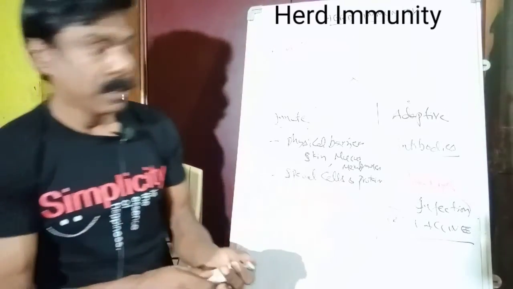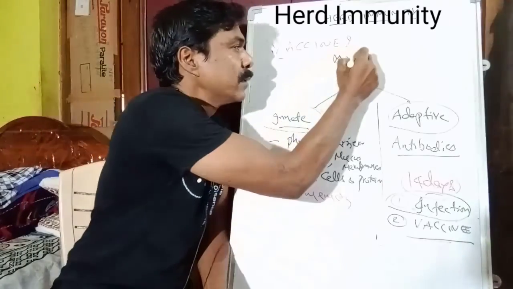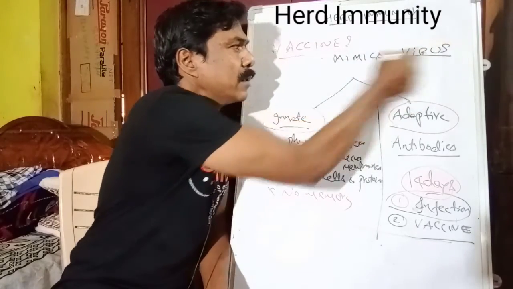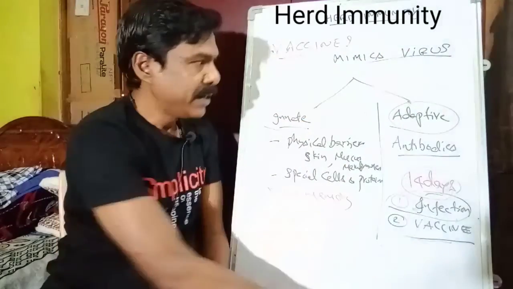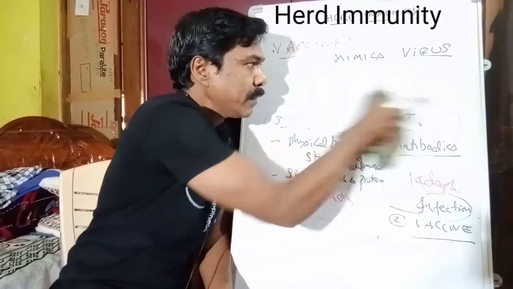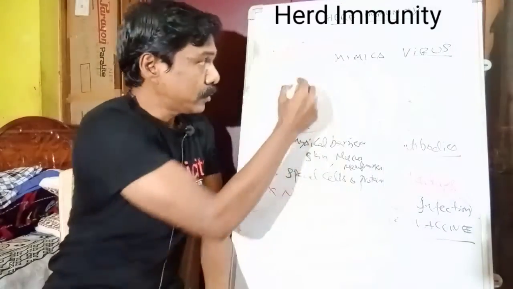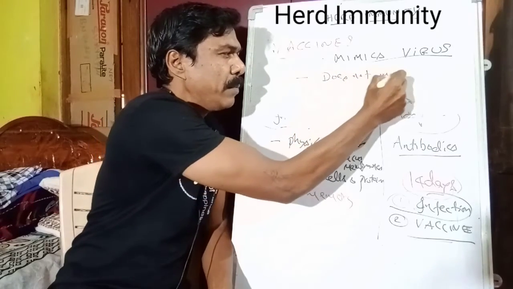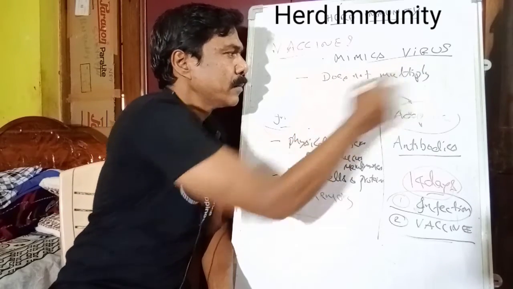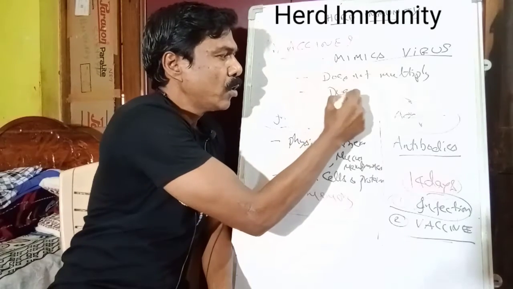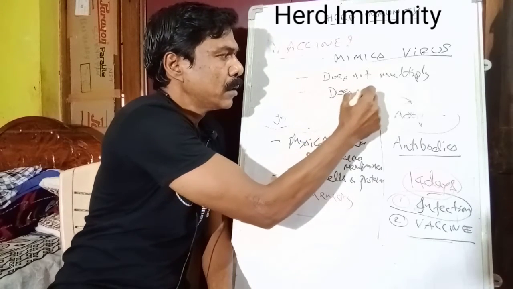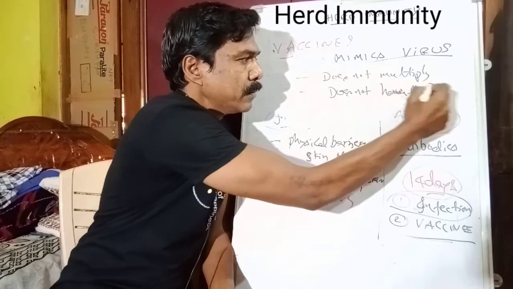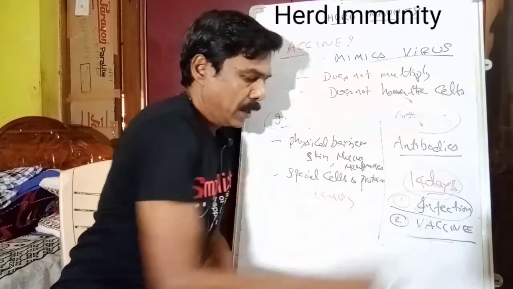A vaccine basically mimics the virus, but with two things: it does not multiply and it does not harm the cells of the body.